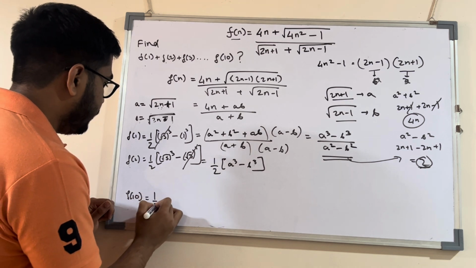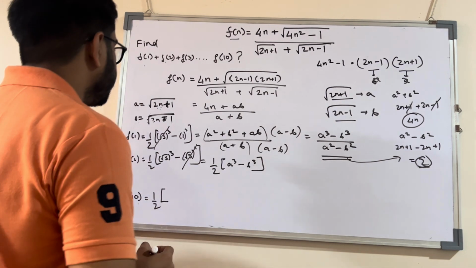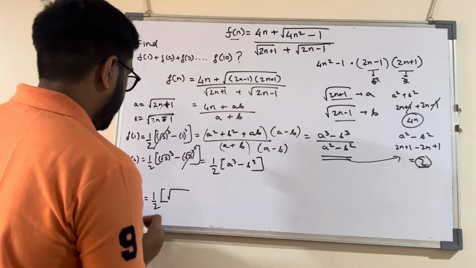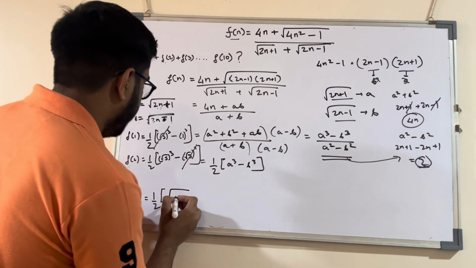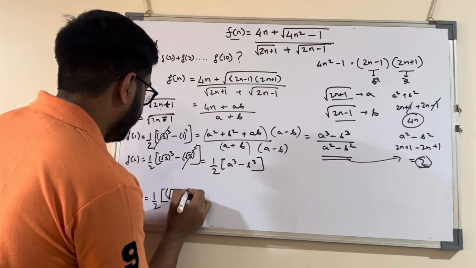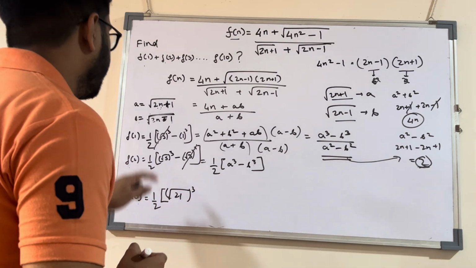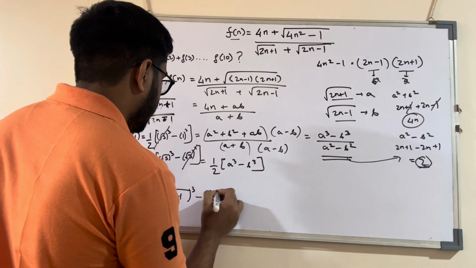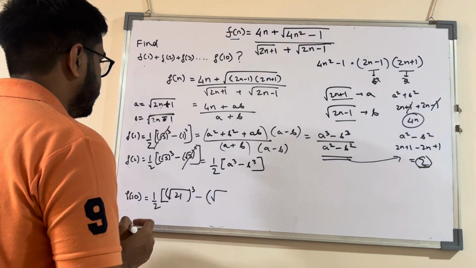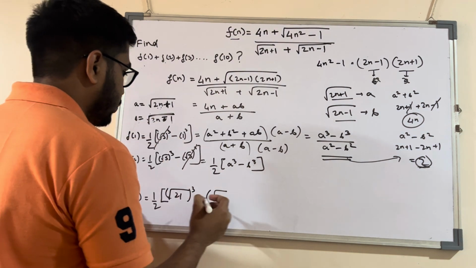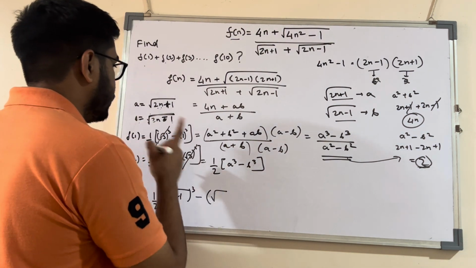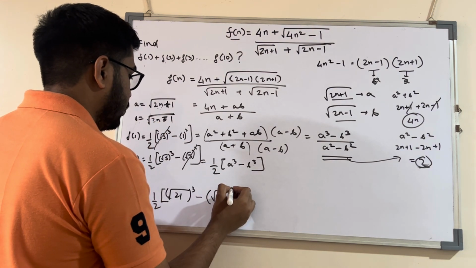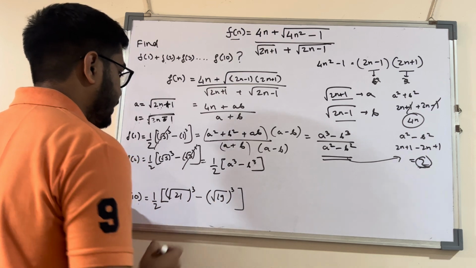What is f of 10? Half into root of 2n plus 1, root 21, the whole cube, minus root of 2n minus 1 the whole cube. What is 2n minus 1? 20 minus 1 is 19, the whole cube, right?